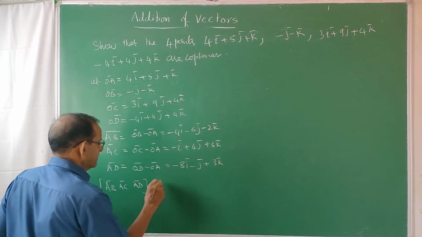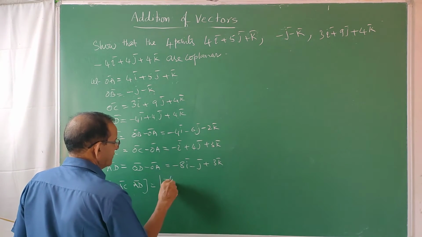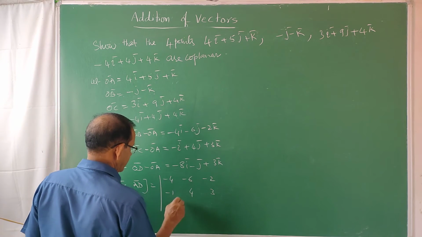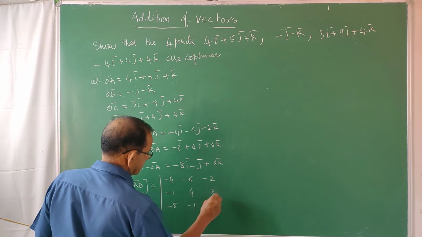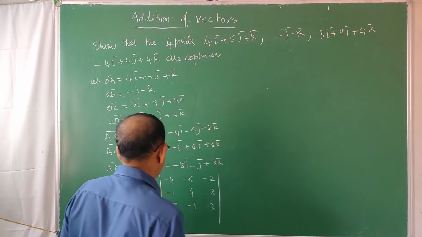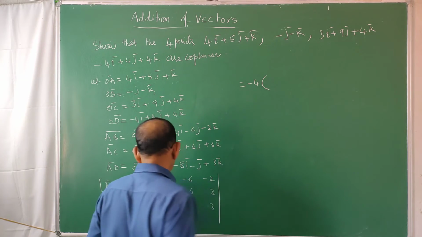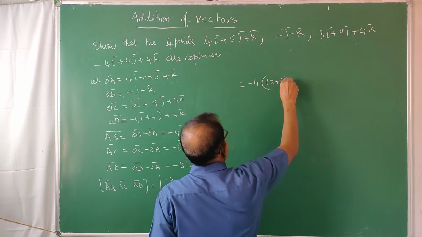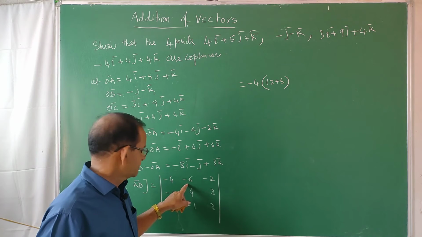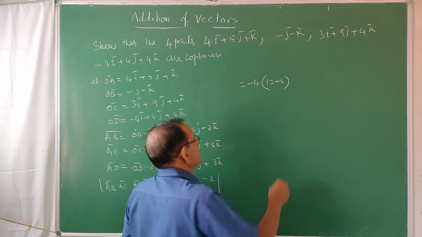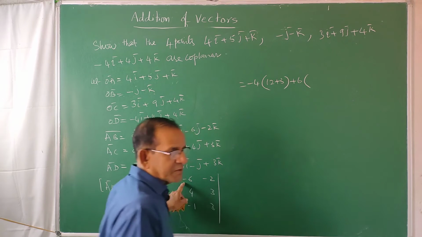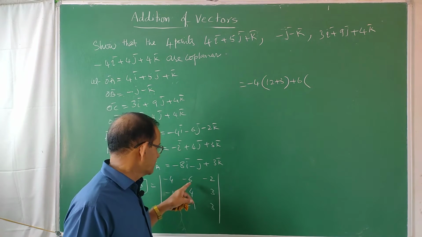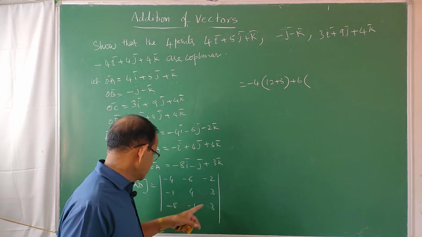It is equal to the determinant: minus 4, minus 6, minus 2; minus 1, 4, 3; minus 8, minus 1, plus 3. Expand it. That is minus 4 into its cofactor, 12 plus 3. Because it is first row, second column, 1 plus 2, negative. So plus 6 into, when row number plus column number is odd, you have to change the sign. If it is minus 6, put plus. Delete this column and row: minus 3 plus 24.